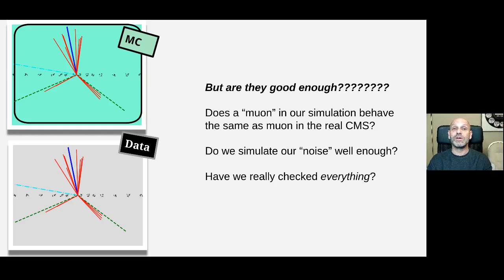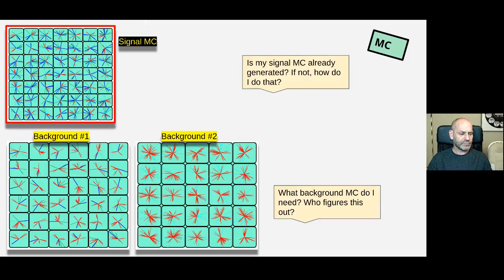And this is going to be a big part of what you will be doing as an analyst, when you go to do your own physics search. So you'll have your signal Monte Carlo. You'll have probably at least a couple of backgrounds that you have to worry about. Is the signal Monte Carlo already generated? Are you looking for something brand new, or did somebody else already look for it and you just need to update it? What backgrounds do you have to worry about? Who figures out these backgrounds? Is it all on you? Do you have a working group? Was there a previous study that can give you some insight as to what the backgrounds are?